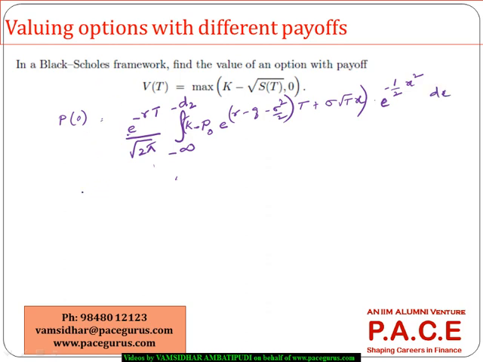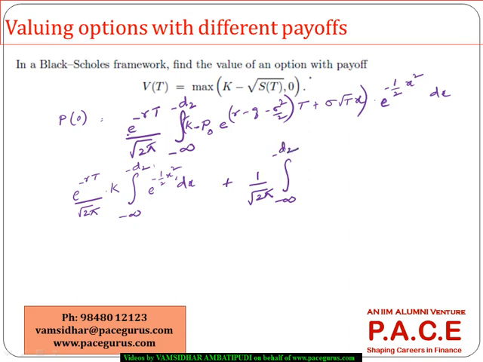So probably I could very well write it as e power minus rt by root 2 pi into k into the integral from minus infinity to minus d2 of e power minus half x squared dx, and probably let me expand the remaining part. So e power minus rt, and this is e power plus rt going off. So directly I can say 1 by root 2 pi integral from minus infinity to minus d2.